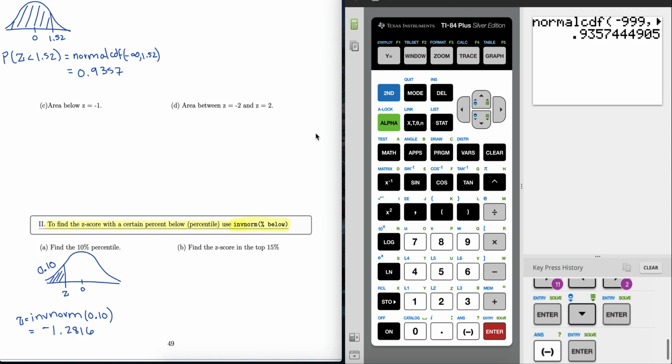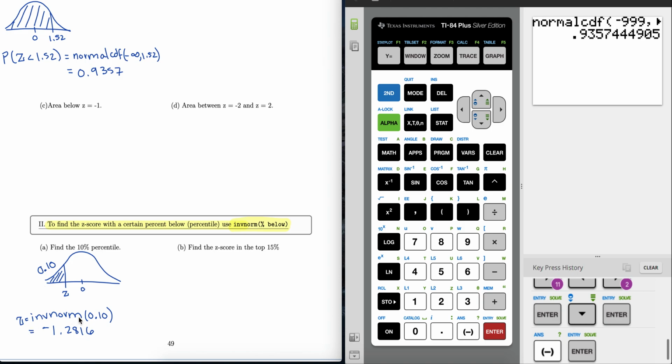So let's try it out. Here's the first example: find the 10th percentile. If you remember, percentile means that area is to the left of the z-score. So the area below, I want to find what z-score has 10% of the area to the left of it.